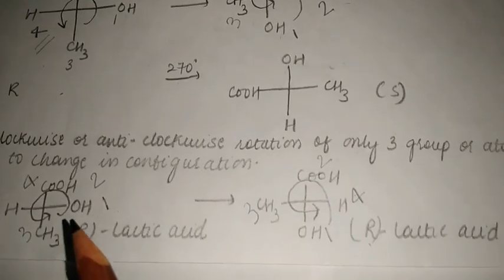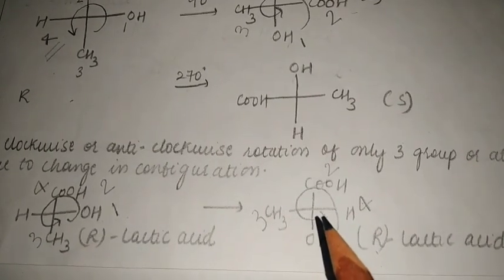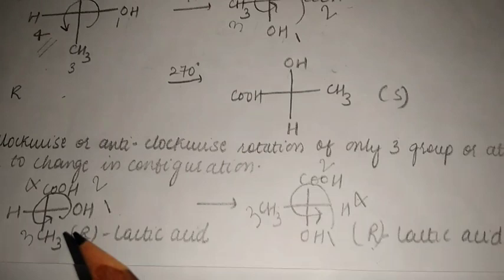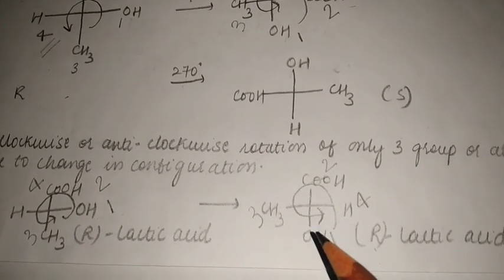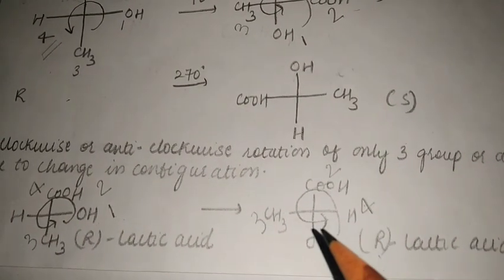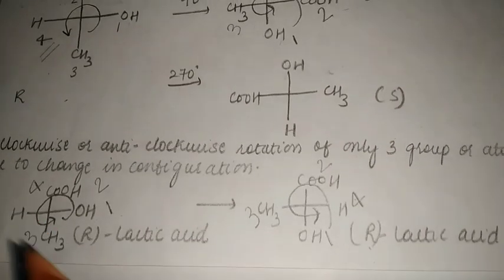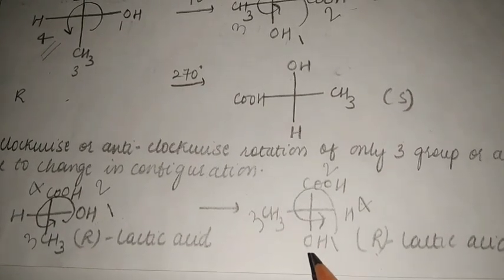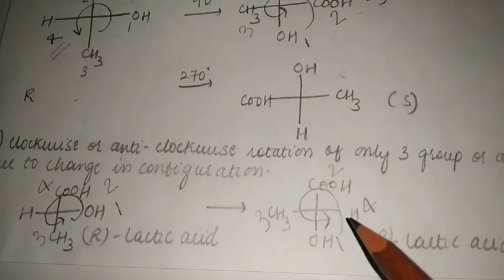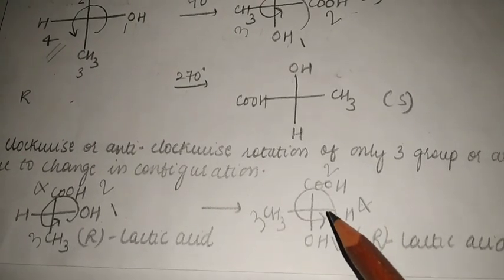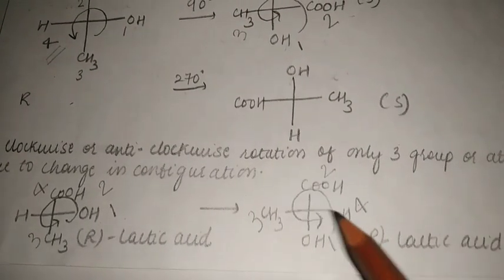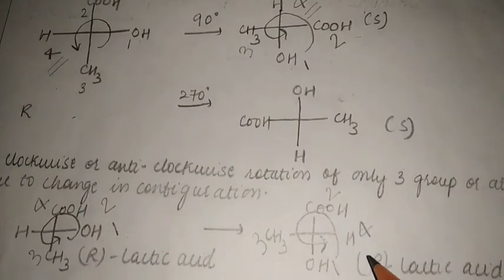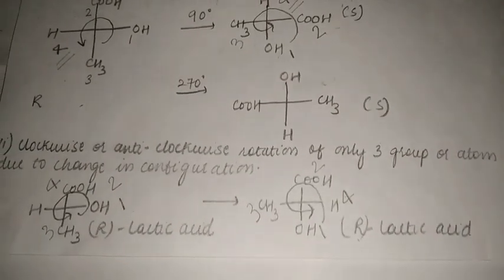Let us consider if we would have rotated in anti-clockwise direction, then what would have happened? The fourth group would have come here, bottom side, and the entire configuration would be reversed, and still it would remain as R configuration.